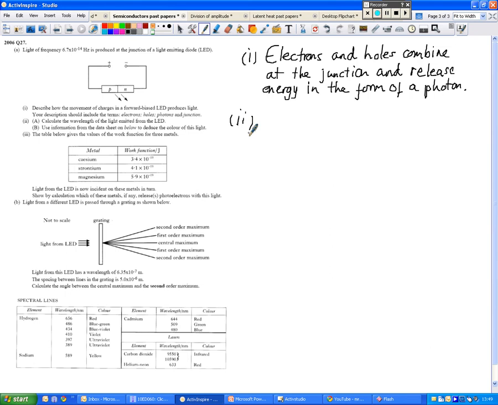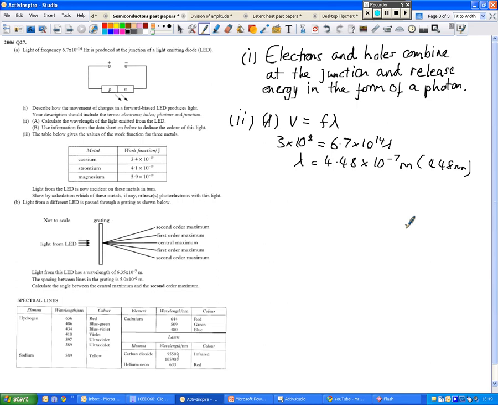Part 2. Calculate the wavelength of the light emitted from the LED. Well, you're given the frequency, and you know that all photons will travel at the speed of light, so 3 times 10 to the power 8. The frequency is 6.7 times 10 to the 14. You solve for lambda. Lambda is 4.48 times 10 to the negative 7, or 448 nanometers. So somewhere in the visible light range.